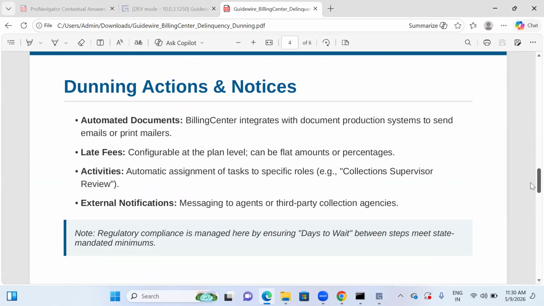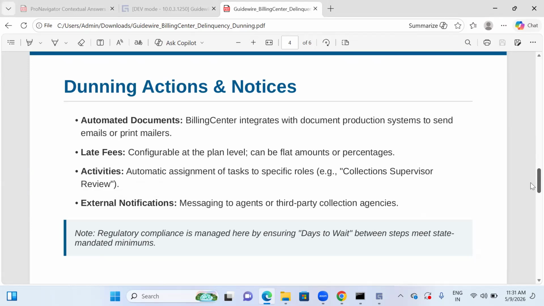Whereas when it comes to dunning actions, dunning action notices will be classified into multiple parts. One is automated documents, because whenever we integrate BillingCenter with documents, we have separate documentation systems, right? So that we can send emails or print documents and all that. Along with this, we have to configure the plan levels, which can be flat amounts or percentages based on the late fees. The third is automatic assignment of tasks to specific roles, like collection supervisor reviews, by performing the activities, etc.